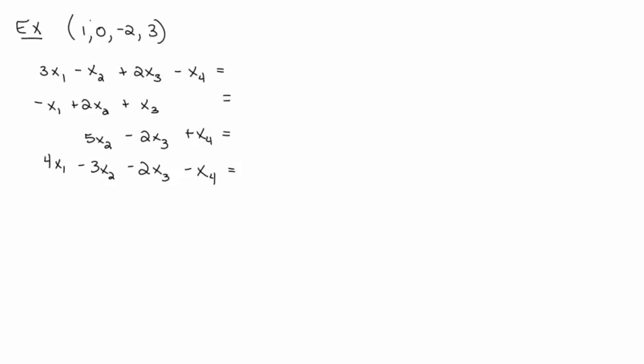All right, so remember, x1, x2, x3, x4 are 1, 0, -2, and 3. So if you plug those in, you get 3 minus 0 minus 4, which is -1, minus 3, which is -4.